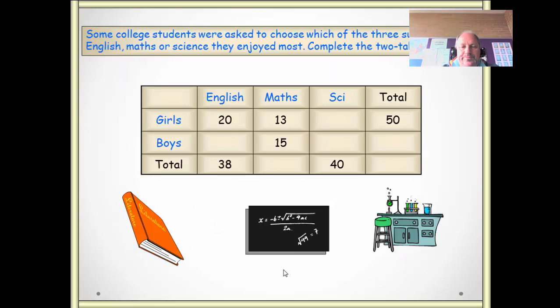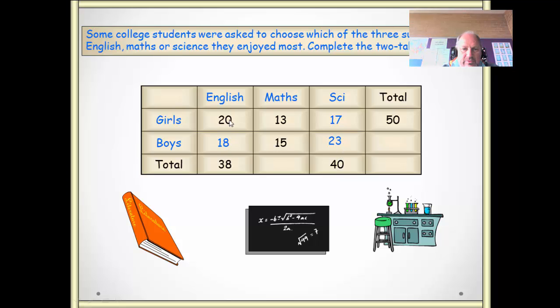Right, here's another example, a two-way table, where some college students are asked to choose which of three subjects they enjoy the most, English, Maths or Science, and they're split into categories of boys and girls. You can see there's a few things we can add up here. The 20 English for girls, so there's 38 in total, so it must be 18 there. 13 and 15 like Maths, so in total that'd be 28. I can add across this way to get the total now. I can work out this missing number here, and so that's where that comes in. If that total's 40, then that must be 23.